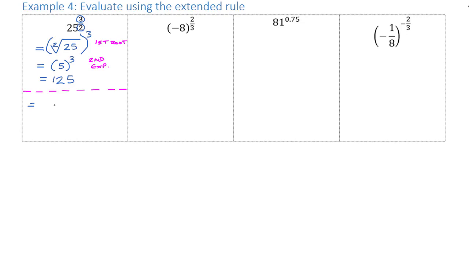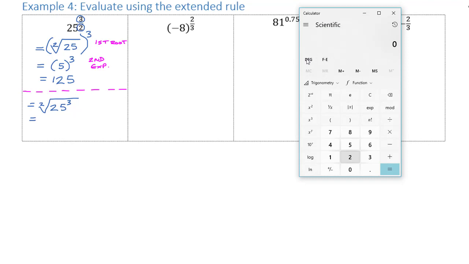What if I did 25 to the power of 3 first, and then I took the second root of that? I don't really need brackets there. Now here's where I'm in a little bit of trouble, because 25 to the power of 3, well, maybe you know how to do this. There are some shortcuts, but I go to my calculator and ask, what's 25 to the power of 3? All right, 15,625.